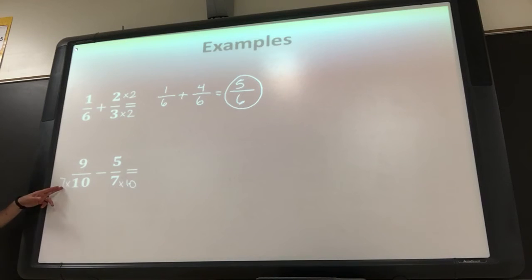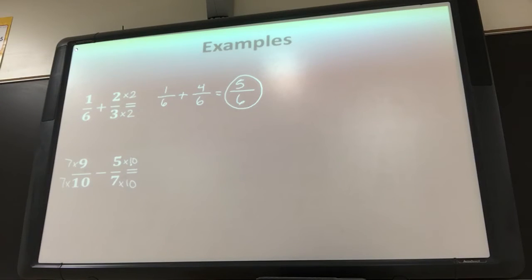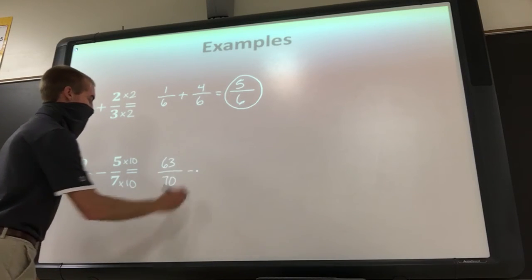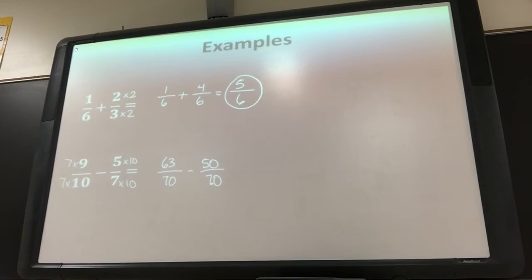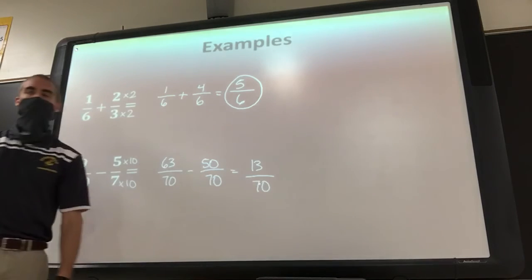Now if we did 10 times 7, we've got to multiply 9 times the same thing. We did 7 times 10, we've got to multiply 5 by the same number. So make sure the top and the bottom is always multiplied by the same thing. So then rewrite our two fractions. We've got 63 over 70 minus 50 over 70. Since we have the same denominator, now we can subtract and just subtract what's on the top. 63 minus 50 would be 13 over 70.